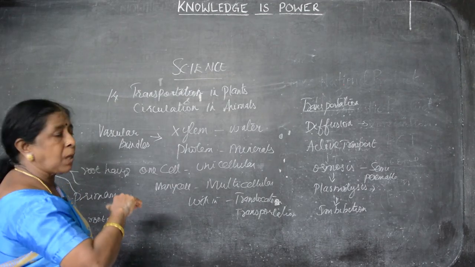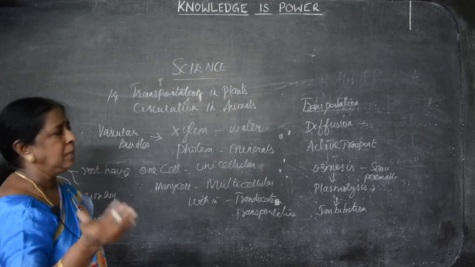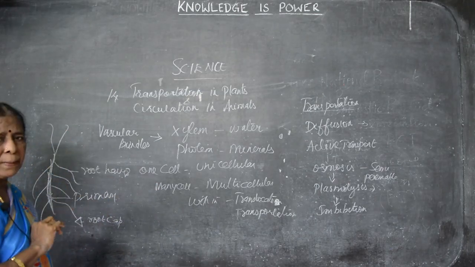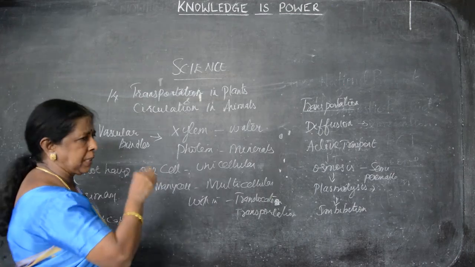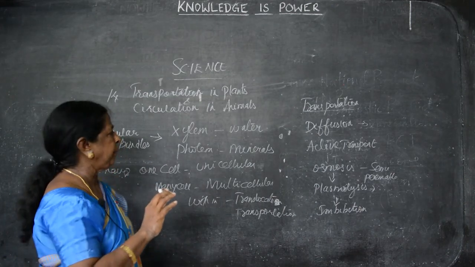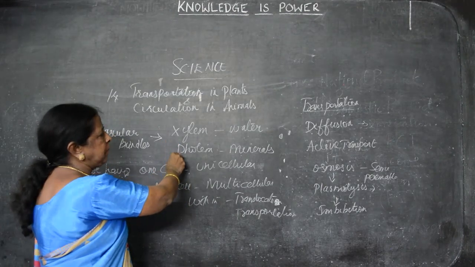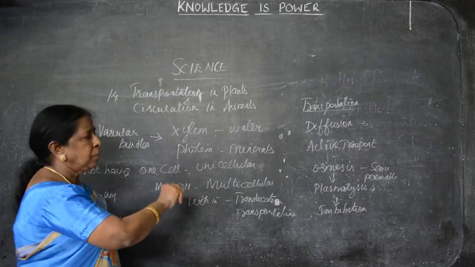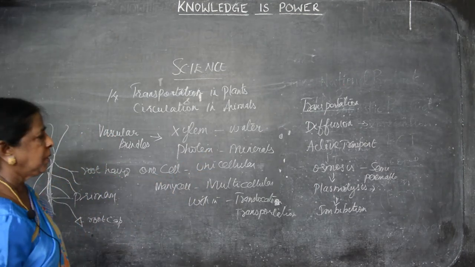If it is outside the cell, that is, from cell A to cell B, cell C, like that, that is known as transportation. What are the organs for translocation or transportation? It is nothing else, xylem and phloem. Xylem conducts water and phloem conducts minerals. By using these only, plants can produce carbohydrate.